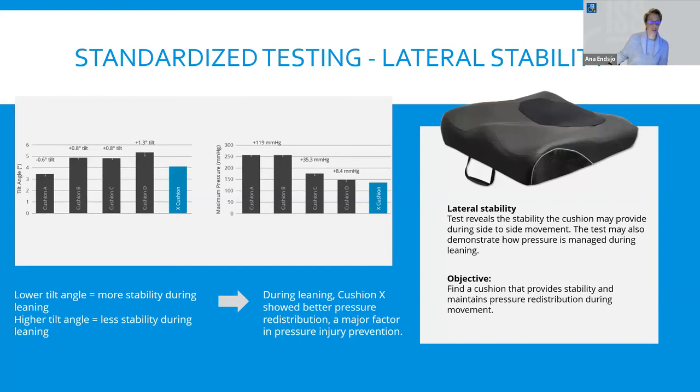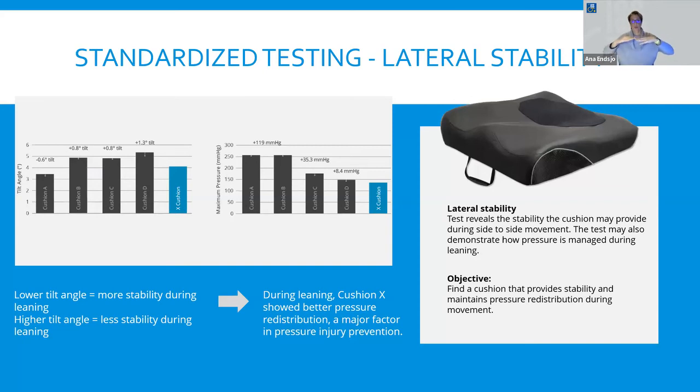And so what we're going to do is we're going to look at these results now. And on the left-hand side of the screen looks at the tilt angles. So we can see that cushions A and B, C, and D actually have higher tilt angles, which means that it's tilting more, saying that the cushion is not quite as stable. Whereas cushion X has a lower tilt angle, meaning that it doesn't collapse under the patient as much.